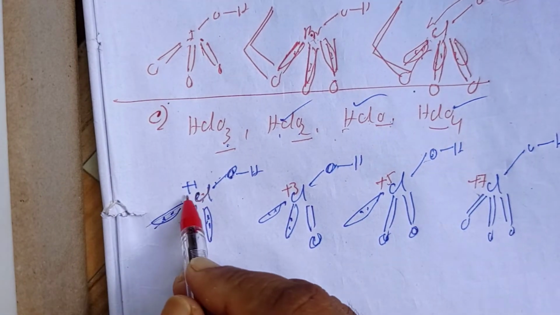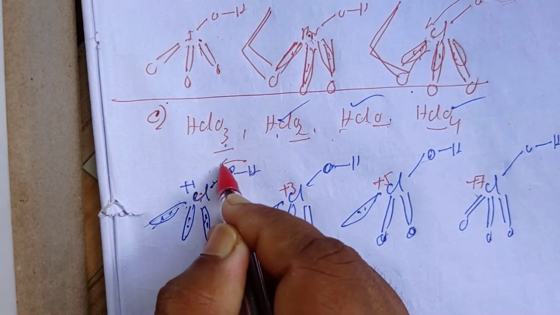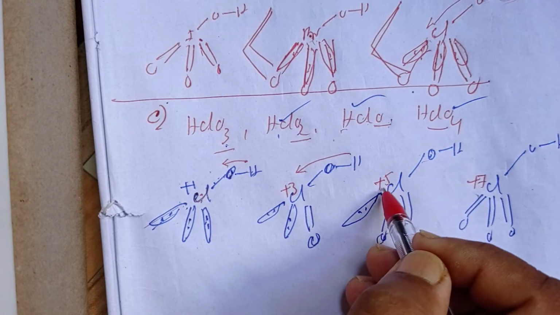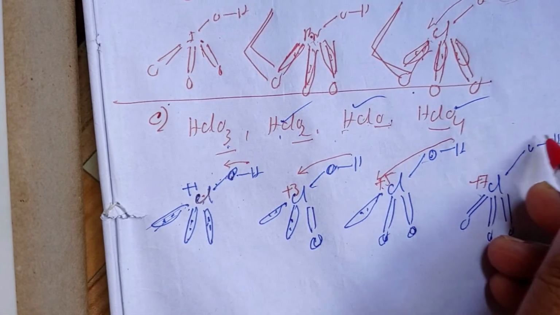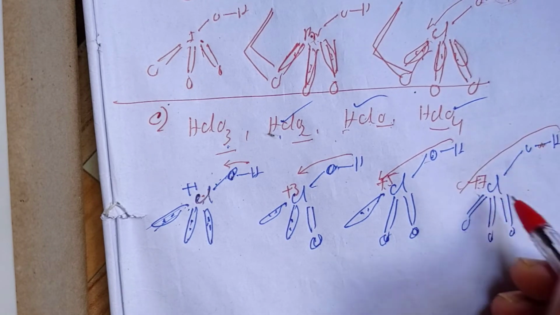If the +1 oxidation state is here, the O-H bond is less polar. Here +3, withdrawing capacity more. Here +5, again more and more. Again +7, withdrawing capacity more. The bond pair electron is shifted to a distant more.